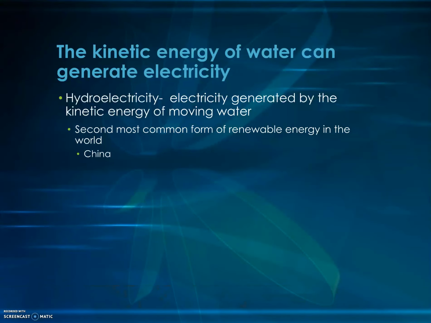So hydroelectricity is electricity generated by the kinetic energy of moving water. It's the second most common form of renewable energy, and 7% of U.S. electricity is generated by hydroelectricity. 50% of that in the U.S. is done in Washington, California, and Oregon.